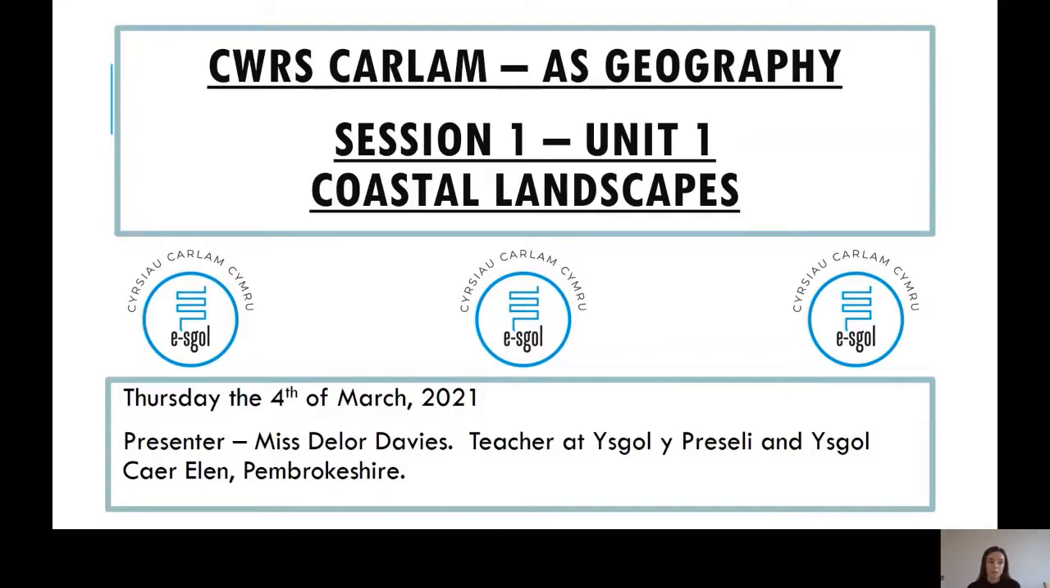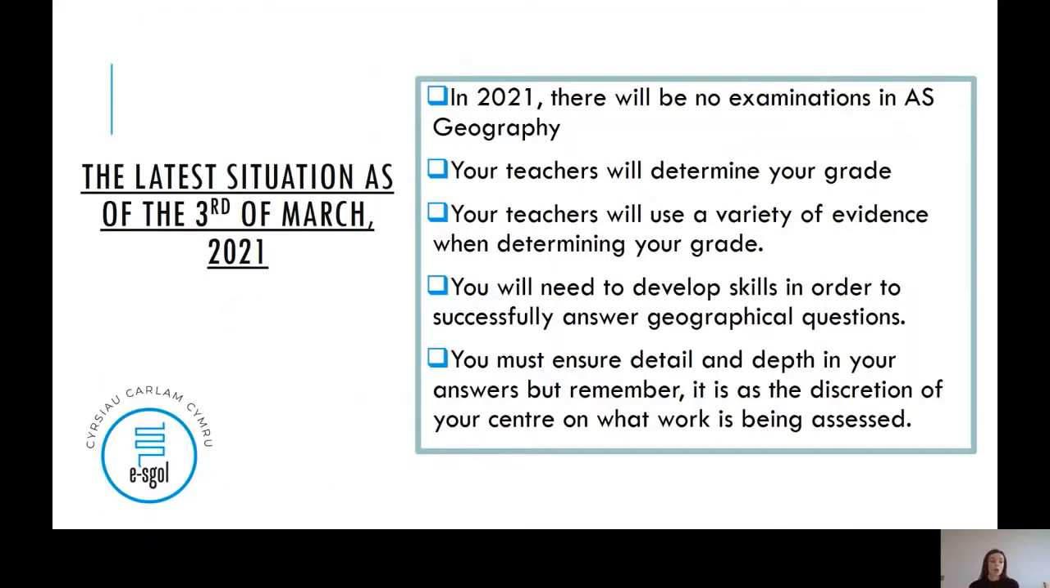Now, it is up to each school if pupils study coasts or glacial landscapes. If you studied glacial landscapes, you will not need to learn about coastal landscapes. So what is the latest situation regarding the exams? Well, as you're aware, in 2021, there will be no exams in AS Geography. Your teachers will determine your grade. Your teachers will use a variety of evidence when determining your grade.